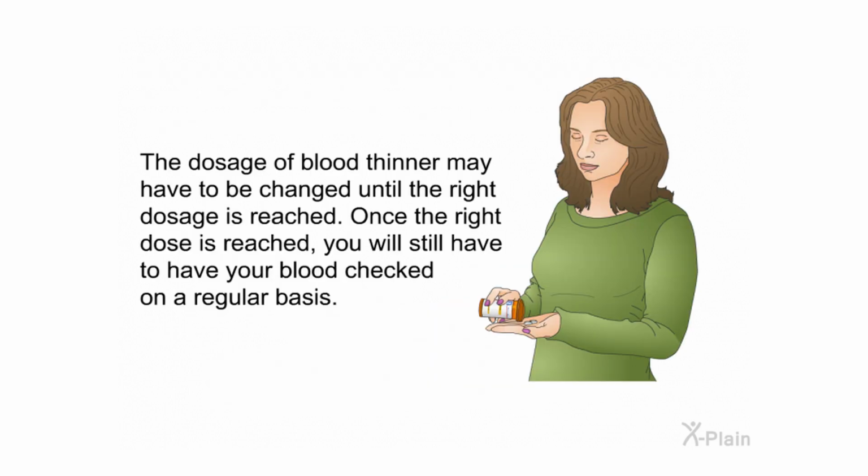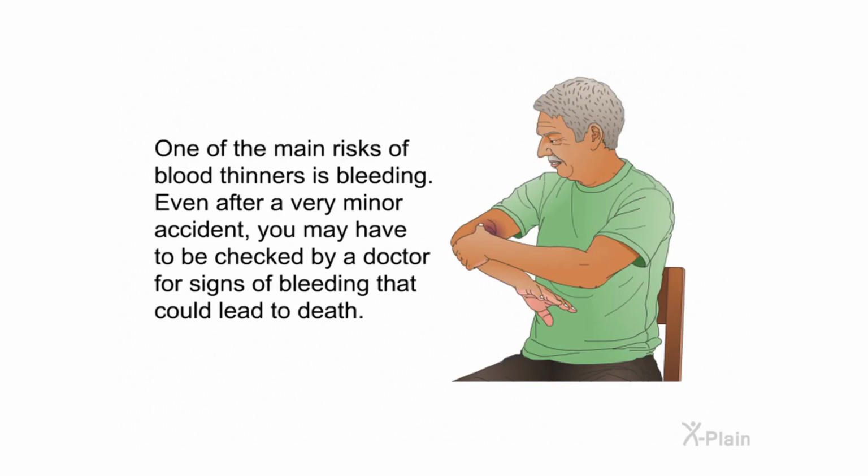The dosage of blood thinner may have to be changed until the right dosage is reached. Once the right dose is reached, you will still have to have your blood checked on a regular basis. One of the main risks of blood thinners is bleeding. Even after a very minor accident, you may have to be checked by a doctor for signs of bleeding that could lead to death.